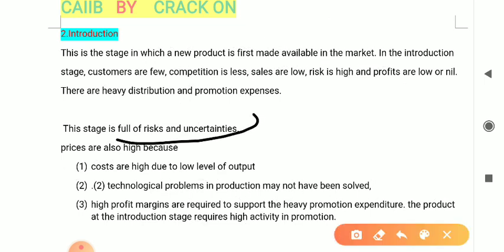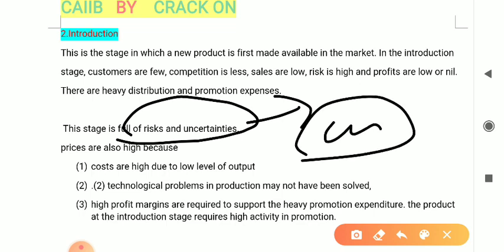So the stage is full of risk and uncertainties, because anything can happen. It depends how the customer is accepting, right? So that's why customers are king. Costs are very high due to the low level of outputs.